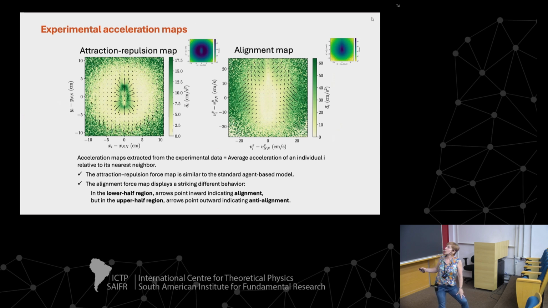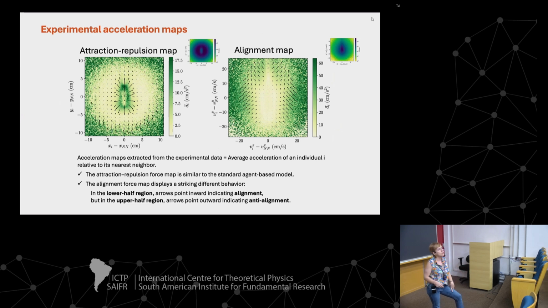This is a map, by the way, in terms of the relative position with respect to my nearest neighbor. On the other hand, if I look at the same plot that I was showing a moment ago, that I plugged into the simulations, and I compare it with what I see in the experiments, no similarity. You see some discrepancies. We are doing exactly the same trick, averaging here over the positions and just maintaining the dependence of this acceleration in terms of the relative velocities between me and my nearest neighbor. So here I see some alignment, yes, but above zero, what we see is that the arrows, instead of pointing towards the center, which would reflect the pure alignment force that I have plugged into the model, show what we call anti-alignment. This was something that we didn't expect.